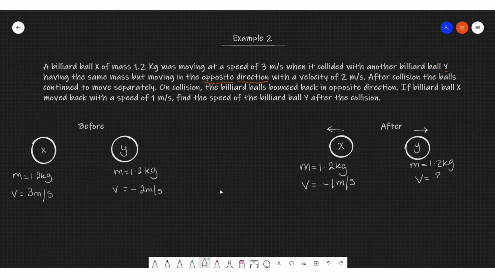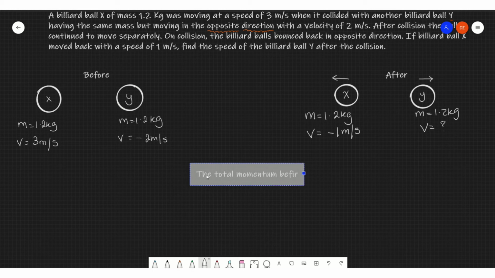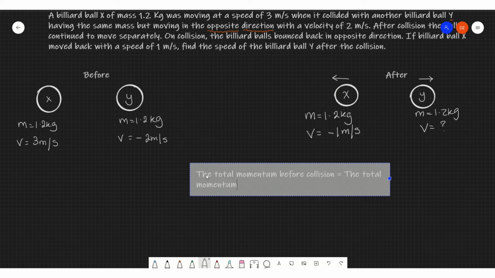Similarly to example number 1, ideally we start by writing the mathematical representation of the law of conservation of momentum. Therefore, the total momentum before collision is equal to the total momentum after collision.